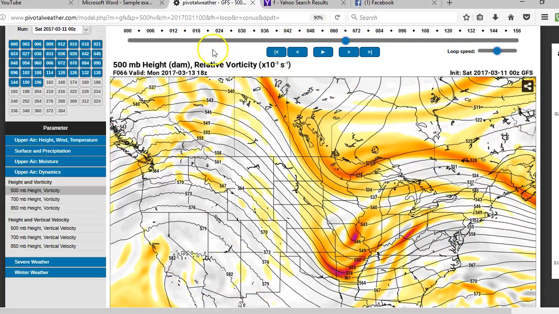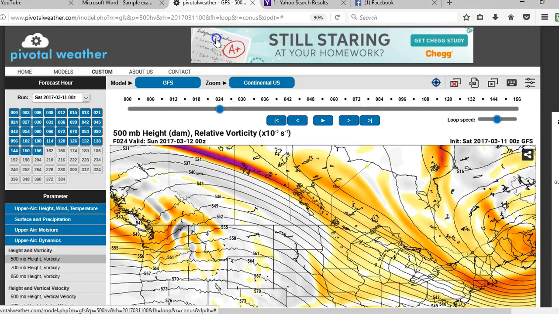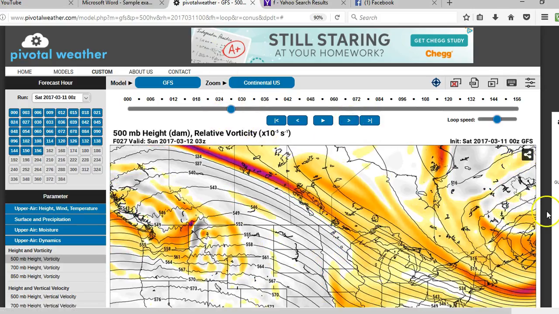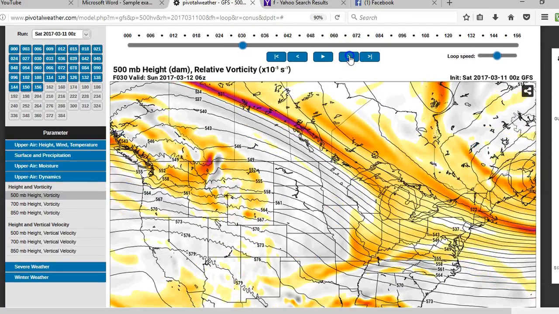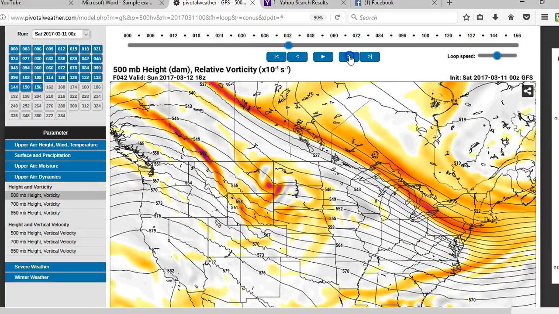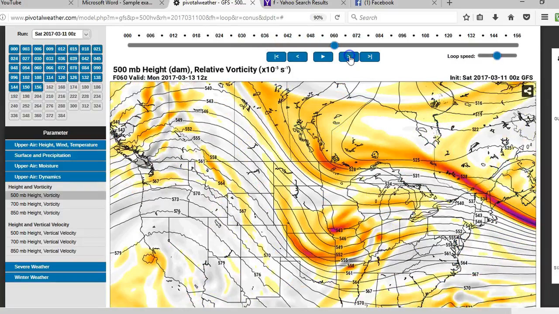Now as we move forward, sorry, hold on. Let me replace myself. This is where we were. Okay, sorry about that. As we move forward, there goes our piece of energy going to the south and east. And now you could see our second player coming into view. It is this trough back up over southern Canada.